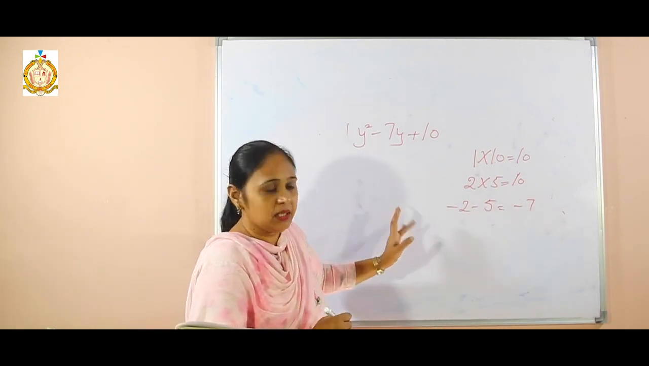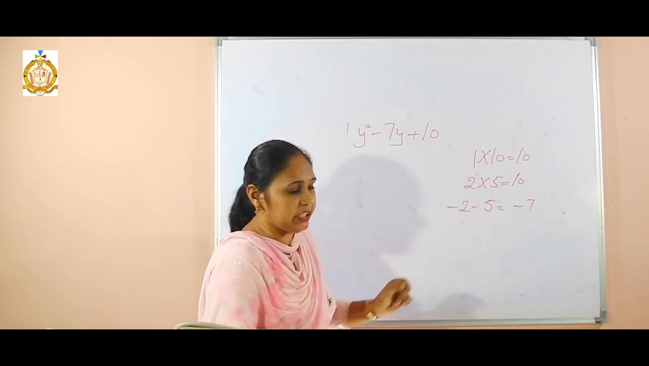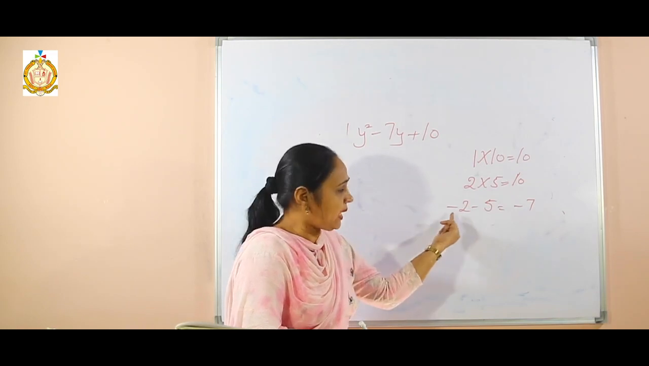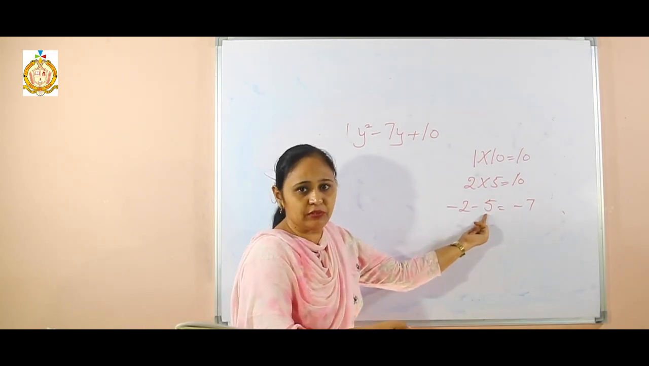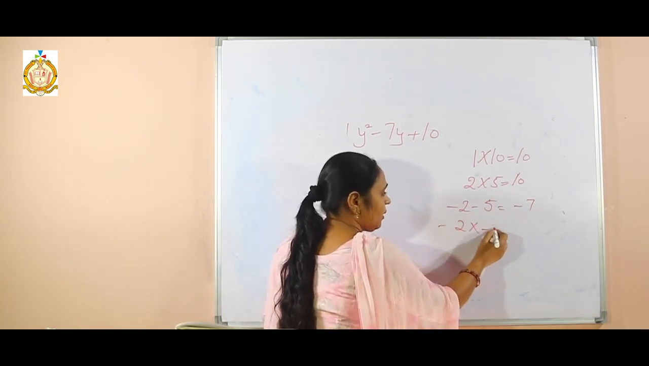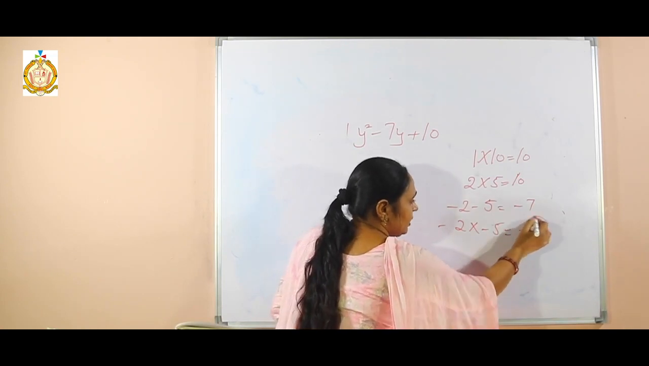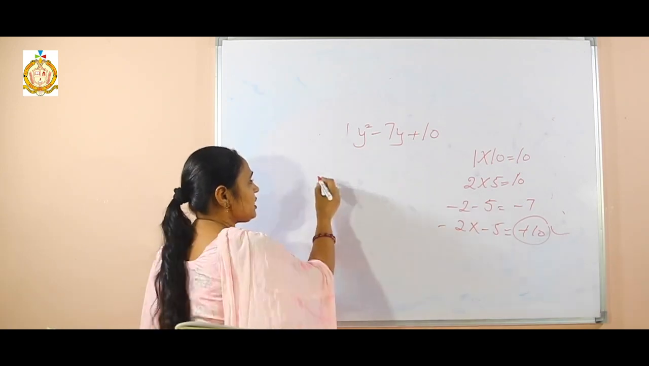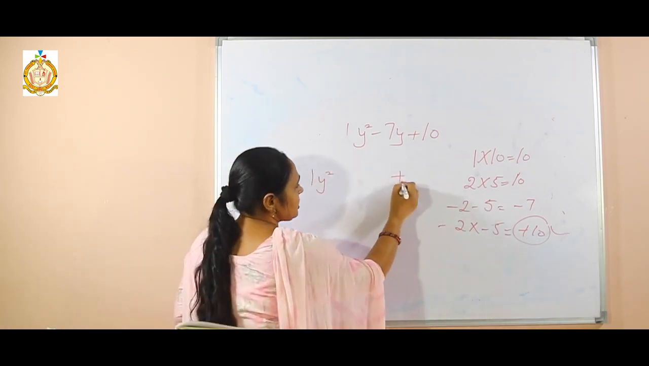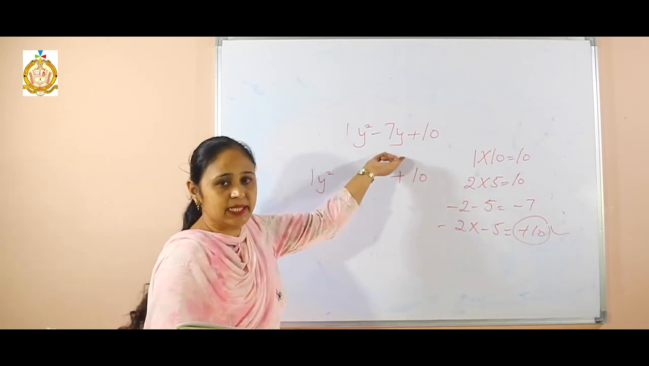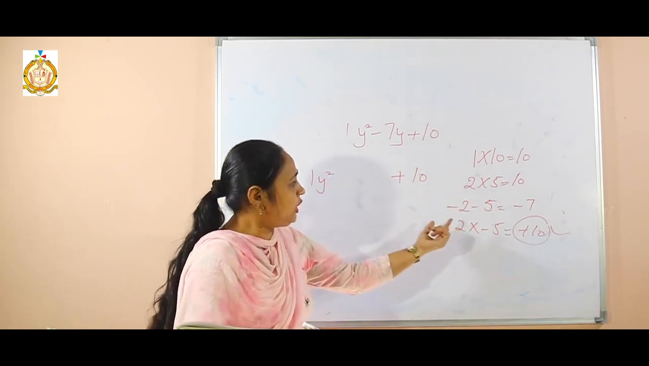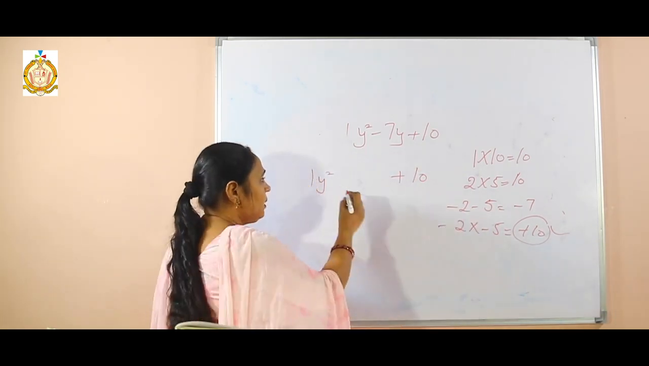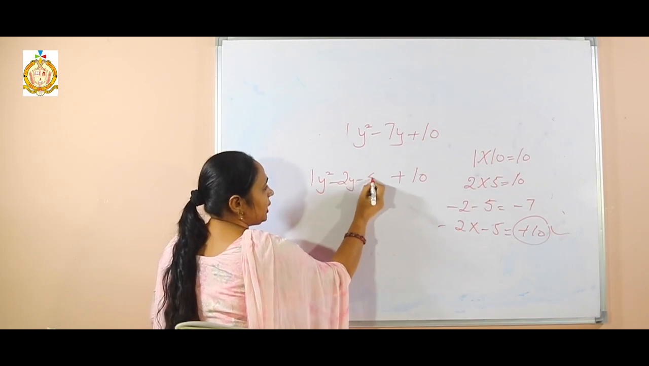That is my number here. But I also want to check the product. Minus 2 multiplied by minus 5 becomes plus 10. That means this is the correct value. I can take it. Now come on this one. First value as it is, last value as it is. But the middle term we have to split in 2 parts. It becomes minus 2y minus 5y.